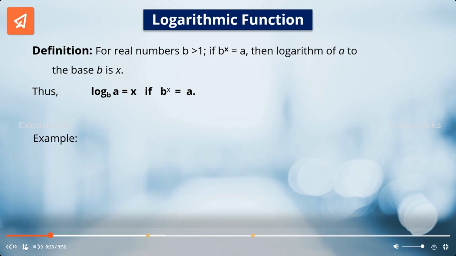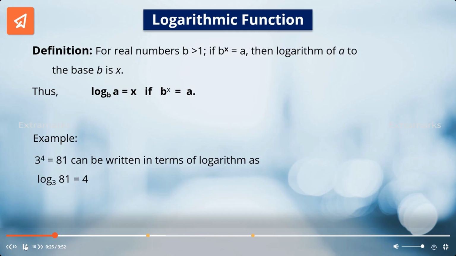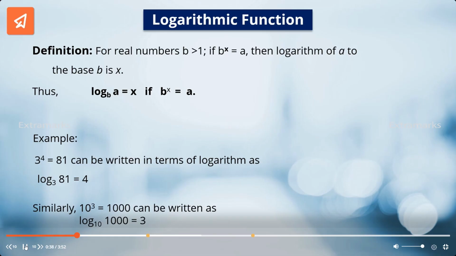For example, 3 raised to the power 4 equals 81 can be written in terms of logarithms as log of 81 to base 3 equals 4. Similarly, 10 raised to the power 3 equals 1000 is equivalent to saying log of 1000 to base 10 equals 3.